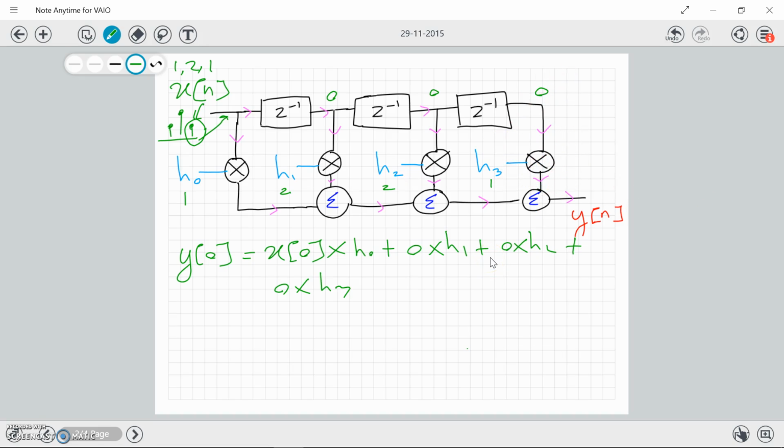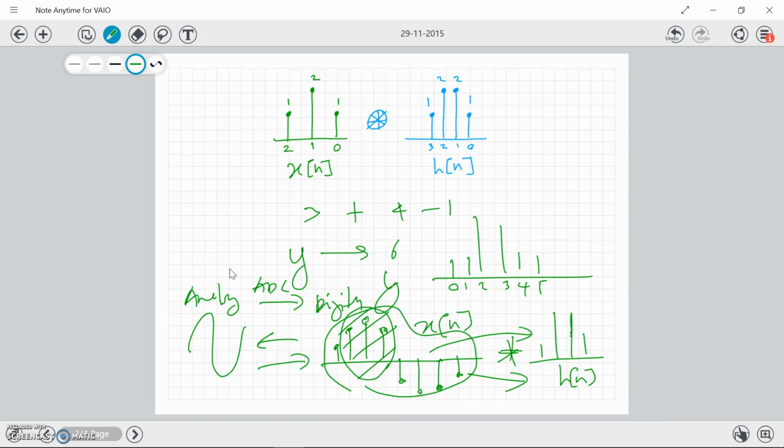Alright, now this one is going to be 0, this one is going to be 0, this one is going to be 0. So we're only left with x0 multiplied with h0. This one equals what? We have the value 1 multiplied with 1 equals 1. We already get the value for y0. So y0, we put the y value here. Alright, so now we have y0.